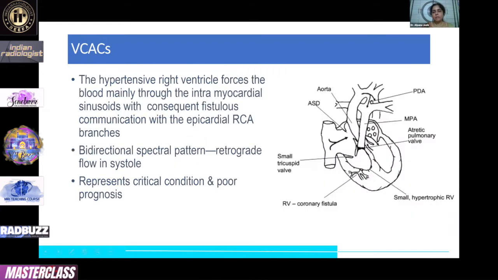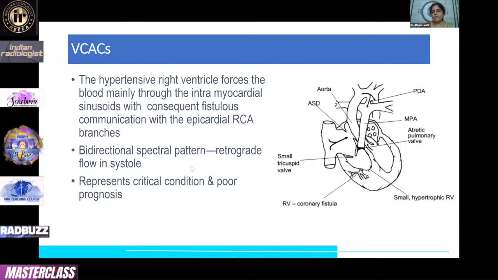So what are these communications? What happens is the right ventricle is very hypertensive. It is under pressure, so it forces the blood through the intramyocardial sinusoids with consequent fistulous communications with the epicardial right coronary artery branches. They typically have a bidirectional spectral pattern. There is a retrograde flow in systole because the heart contracts and the blood rushes into those communications. It represents a critical condition and poor prognosis.